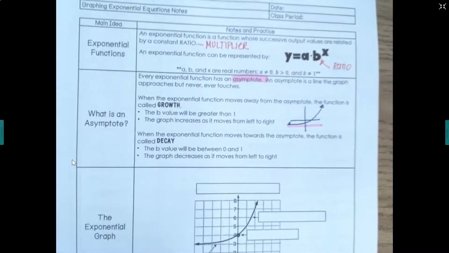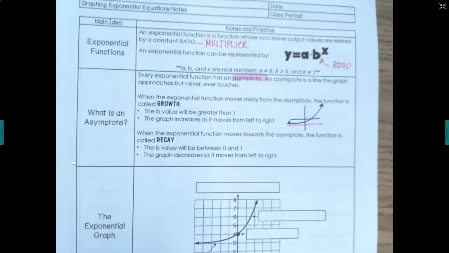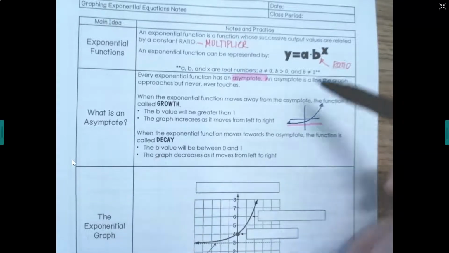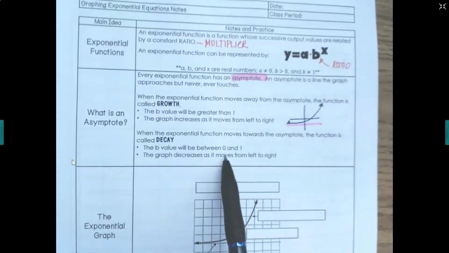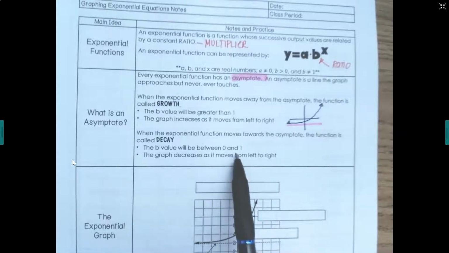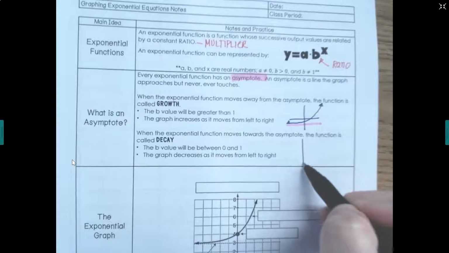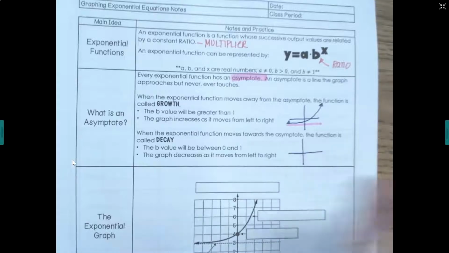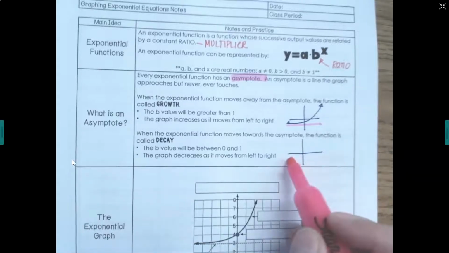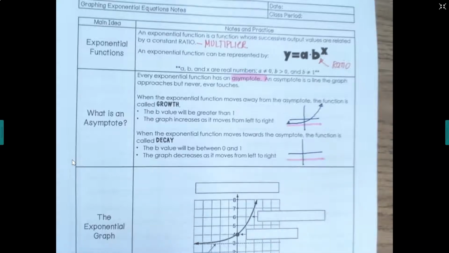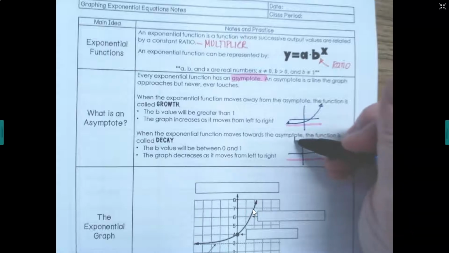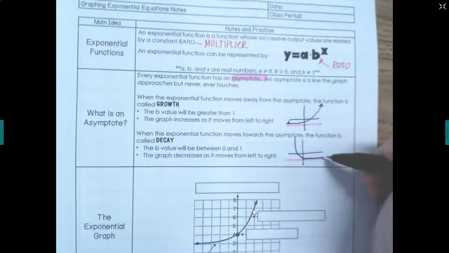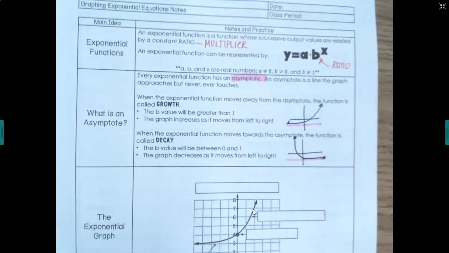And the other kind that we're going to talk about in this unit is decay. The exponential function moves towards the asymptote for decay. The b value, this number here next to the exponent, will be between 0 and 1 if it's going to be a decay. And the graph will decrease as it moves from left to right. So to show you the same idea, I'll have my x and y axes. I'm going to draw in my asymptote. And your graph is going to decrease as it approaches the asymptote. That means it's going to start off real high, and it's going to come down and ride along the asymptote. Okay, so that's what a decay will look like.